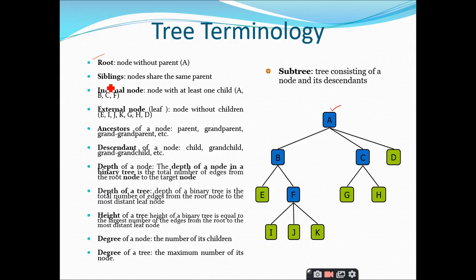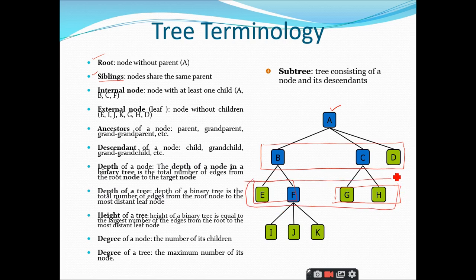Yes, sir. And we have seen the concept of siblings. Siblings means the nodes that share the same parent. So what are siblings at this level? Can we say that B, C, D are siblings? Yes, sir. Right. Can we say that E, F are siblings? Yes, sir. Can we say that G and H are siblings? Yes, sir. Can we say that E, F, G, H are siblings? No, sir. Why? Because they are not sharing the same parent.